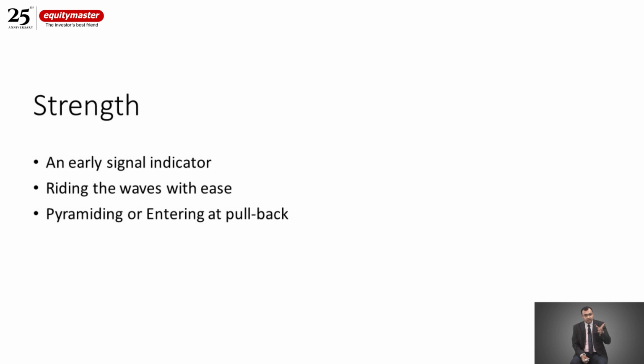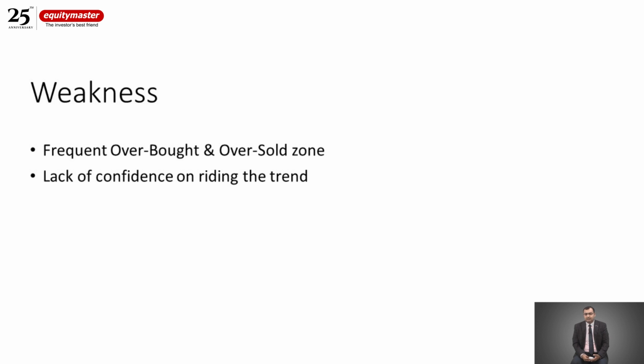In the second video, we covered how to identify the trend. Again, the strength is that pyramiding will really help you out. If you are long and there is a pullback of the stochastics into the oversold territory, again a pullback, it is a good pyramiding area, so take the opportunity to pyramid the trades. Well, some of the weaknesses it has is frequent overbought and oversold zones.